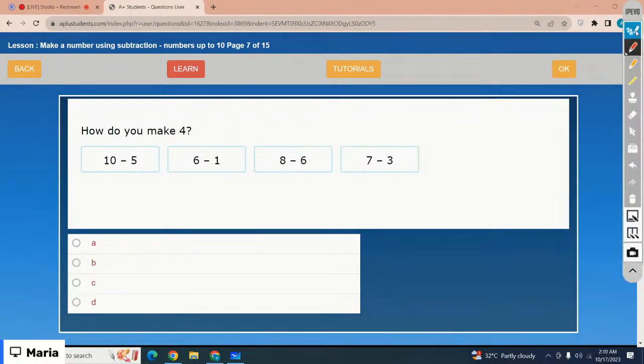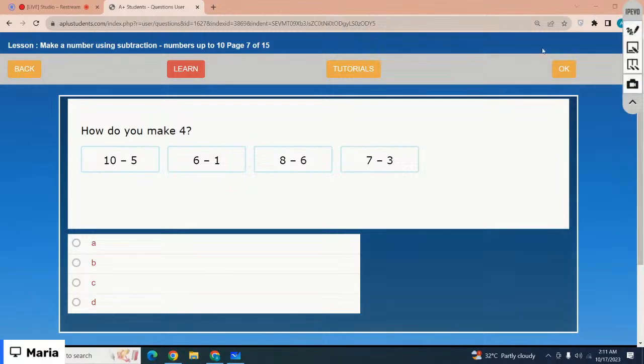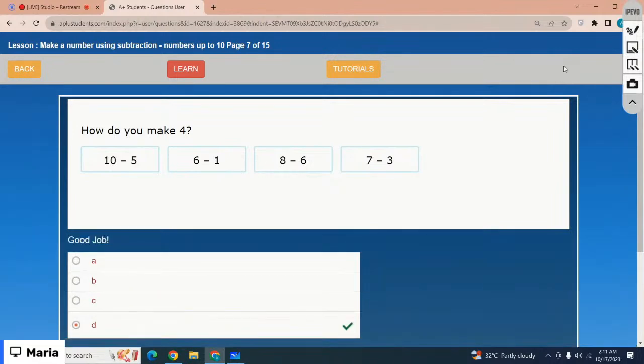No. 10 take away 5 makes 5. 6 take away 1 makes 5. 8 take away 6 makes 2. And 7 take away 3 makes 4. Right? The only correct option is option number D. Right? 7 take away 3 is 4. Option D is the correct option.